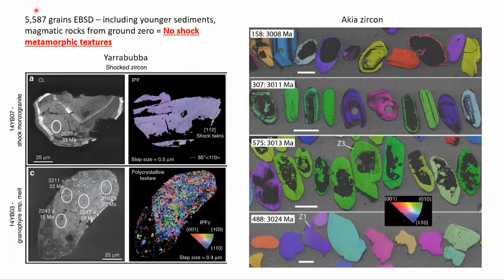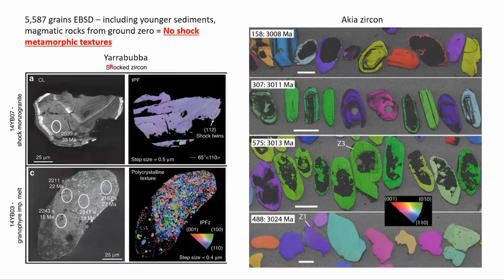Looking at approximately 6,000 zircon grains using this technique, we've been able to do that because of new instrumentation at Curtin that has faster scanning rates, including younger sediments. So potentially you could argue that the rocks have just gone from the impact, but we looked at younger sediments. We also looked at magmatic rocks directly from ground zero, and we don't see any shock textures. So I think the impact hypothesis doesn't work, and that probably has implications for the style of mineral system, or at least the mineral exploration model that's being applied.